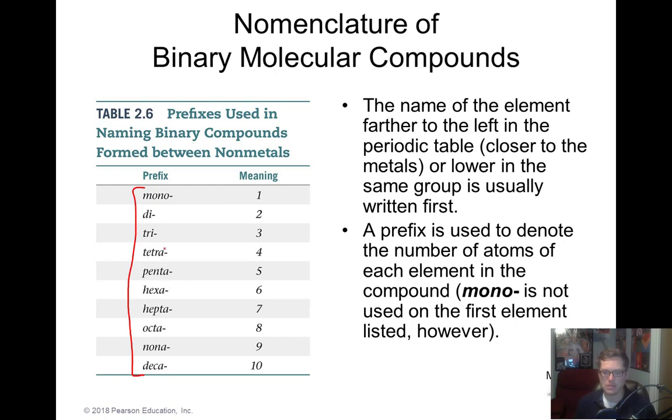Okay, so you've got to memorize these prefixes. Most of them are pretty easy. They're just based on Latin. Mono is 1, di is 2, tri is 3, tetra is 4. The ones that throw people off are tetra, which is 4, and hepta, which is 7. Almost everything else is kind of obvious.